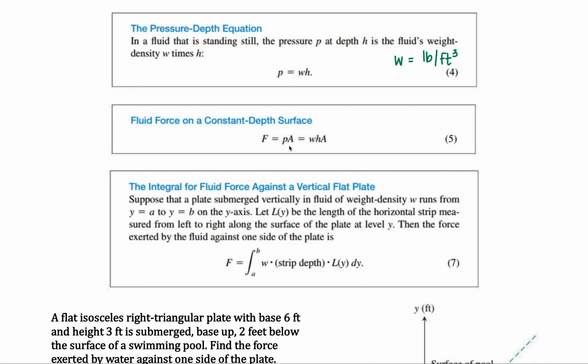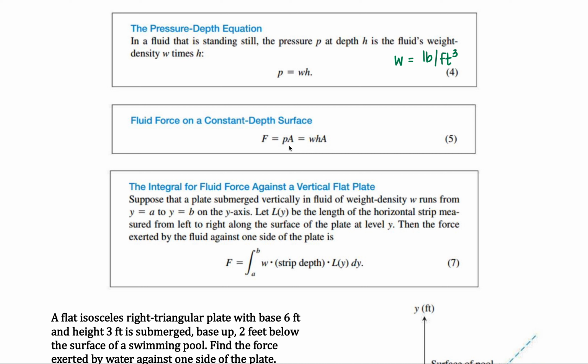We're not going to look at that kind of constant depth, but we're going to look at what happens if you stand something up inside that pool. So instead of looking at a flat horizontal bottom of a pool, what if you stand something up? So it'd be standing vertically. And that's what we're going to look at here with this third formula. It says fluid force against a vertical flat plate.